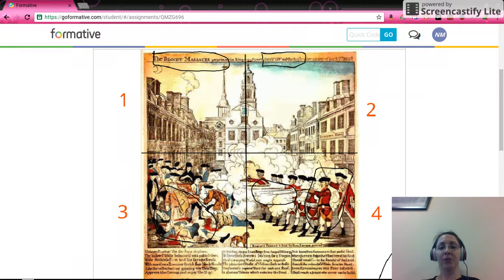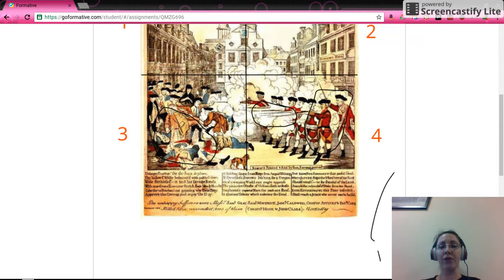So this is how you can very quickly look at an image, divide it up, and figure out the historical narrative that it's trying to tell you.